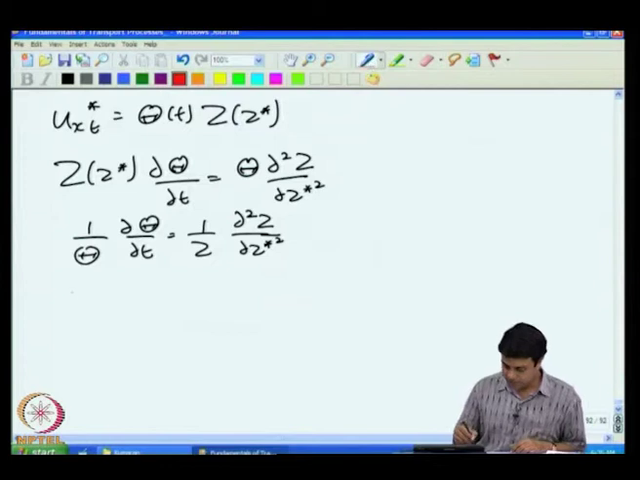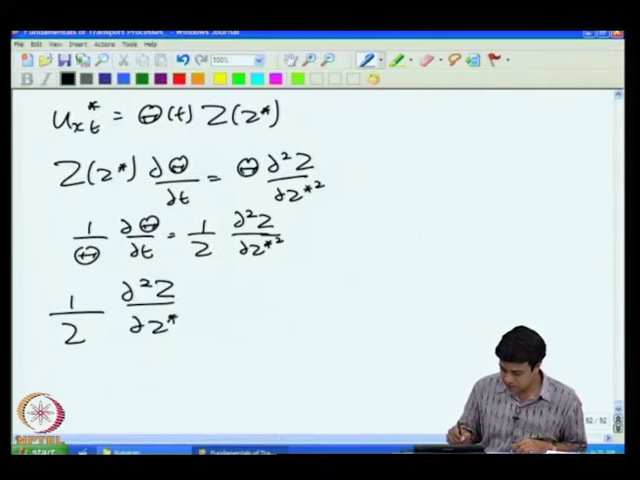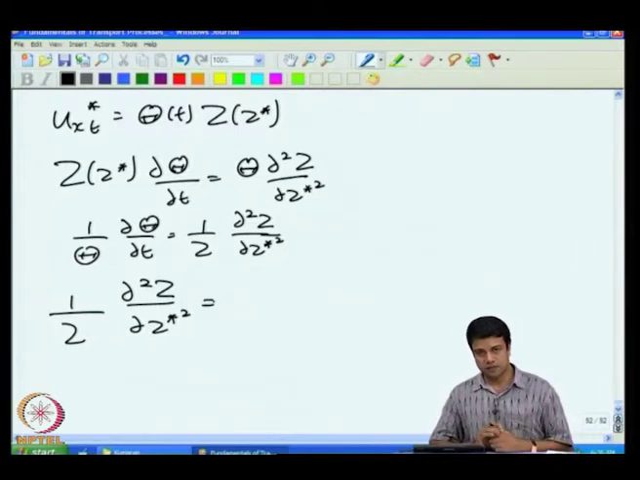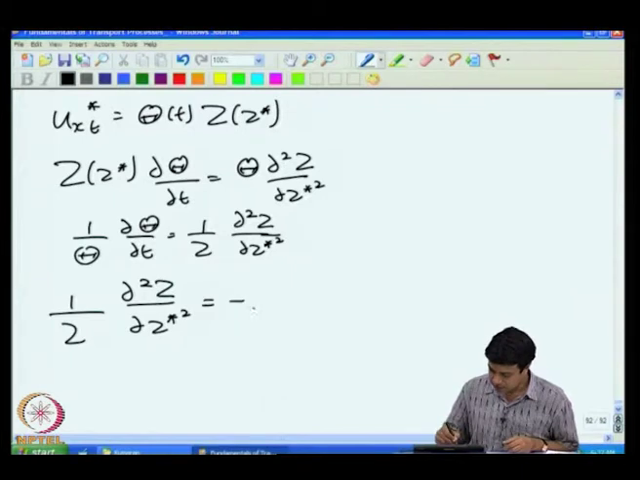What constants should they be? Once again, 1 by Z d square Z by dz star square. If it were a positive constant, I would get exponentially increasing and decreasing functions, and it would not satisfy boundary conditions. If it were a negative constant, I would get sinusoidal solutions, and then there is a chance to satisfy boundary conditions if I choose the constant appropriately. So, I can write this as a negative constant, minus beta n square.